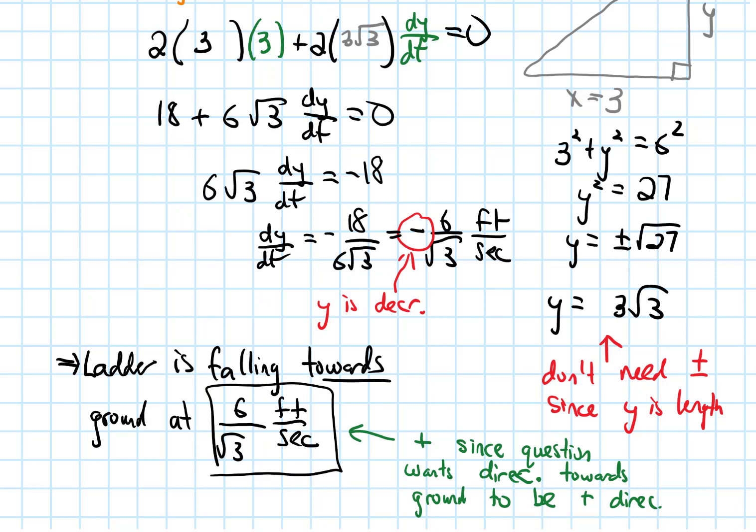And I said this before, which is why I just quickly wrote it here. This is positive because the question implied that we want the direction towards the ground to be the positive direction. And that's the direction that the top of the ladder was moving. It was moving towards the ground.